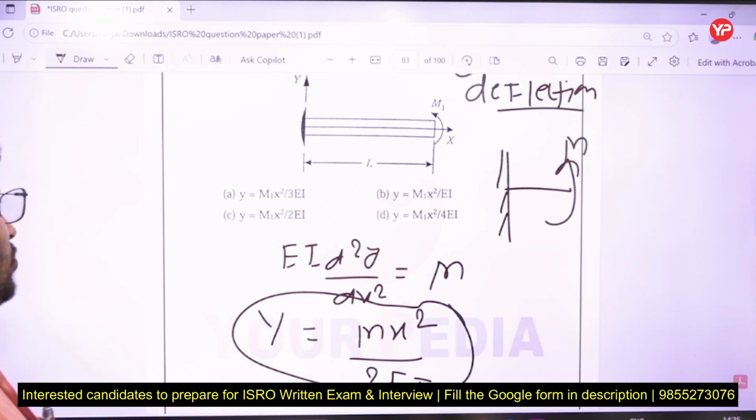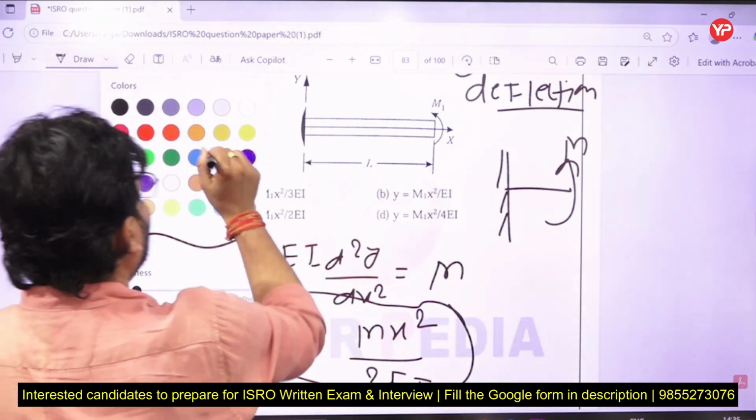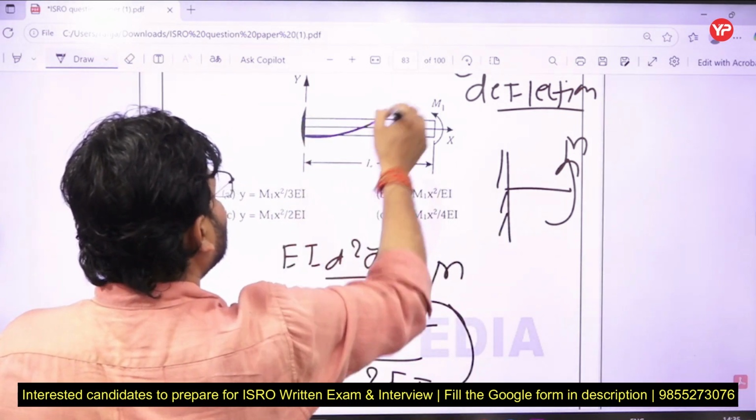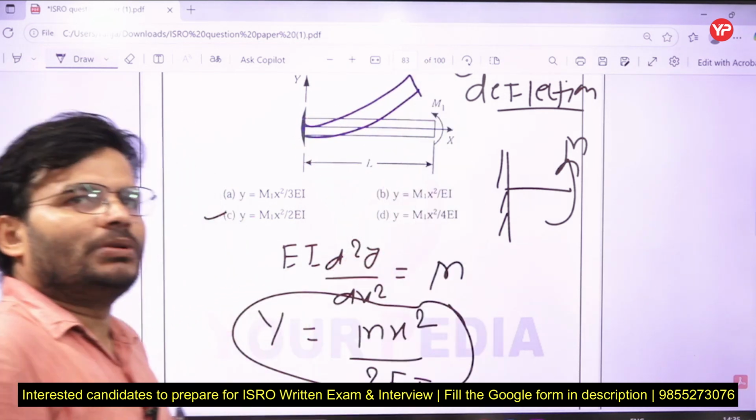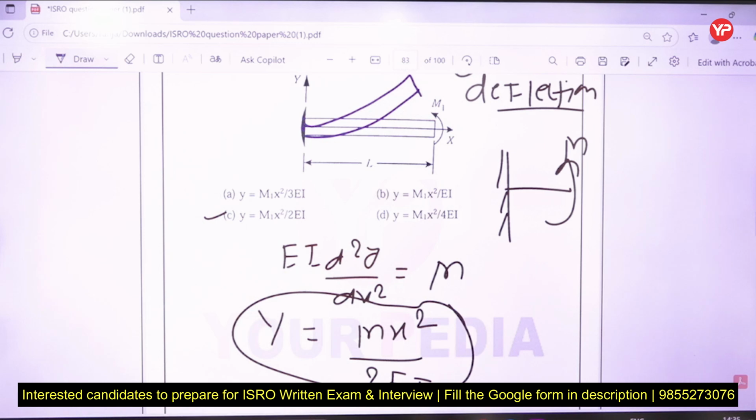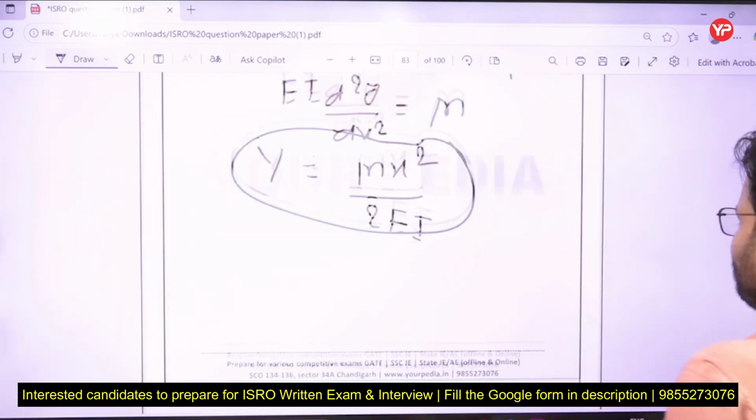So what could be the answer, my dear friends? Option C is the right answer. After the deflection, the body will be something like that, and we'll get that value. So try to remember some standard formulas which will help you in the exam.